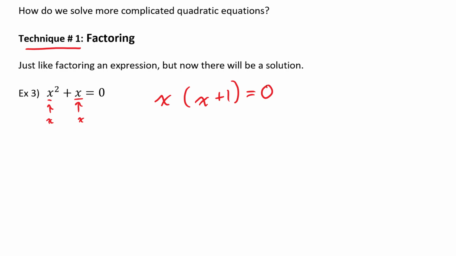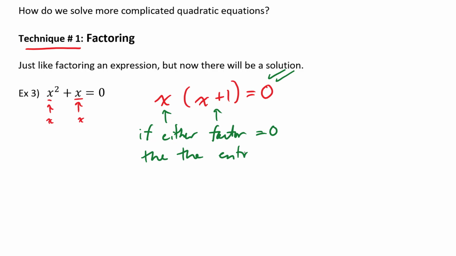Now remember, if this is equal to 0, it checks out. If this is equal to 0, it also checks out. So, if either factor is equal to 0, then the entire expression is equal to 0. Remember that. We can now solve this.